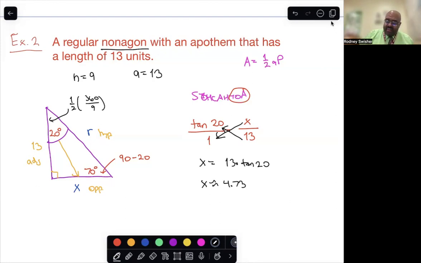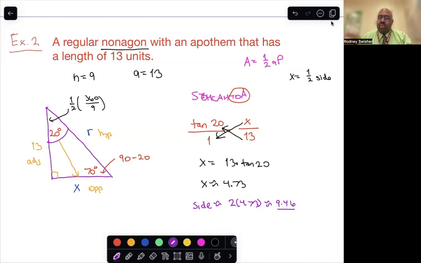Remember that X represents half of a side, so I'm just going to put that here. Since I know that X is half of the side, that means I can find the whole side by multiplying 4.73 by 2. So I go to my calculator, multiply 2 times 4.73, and get approximately 9.46. And that's how long one side is.